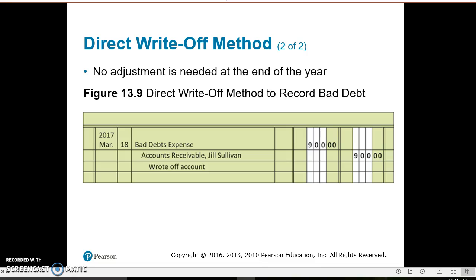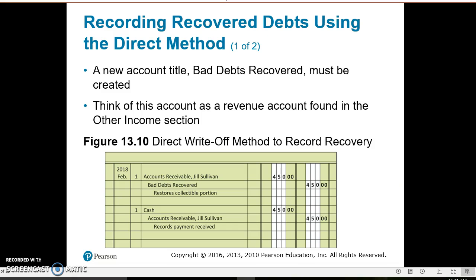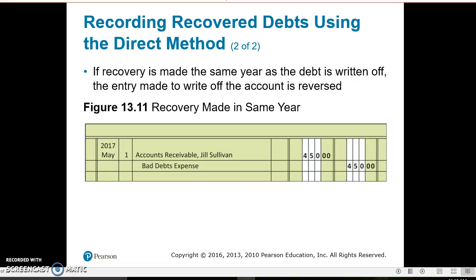As we look at this direct write-off method, there are no adjustments needed at year end. You just directly write off bad debts expense for that person. If they pay it, it's reinstated, so it's bad debts recovered. If they pay it off in the same year, then you just take it out of the expense account and put it back in accounts receivable.